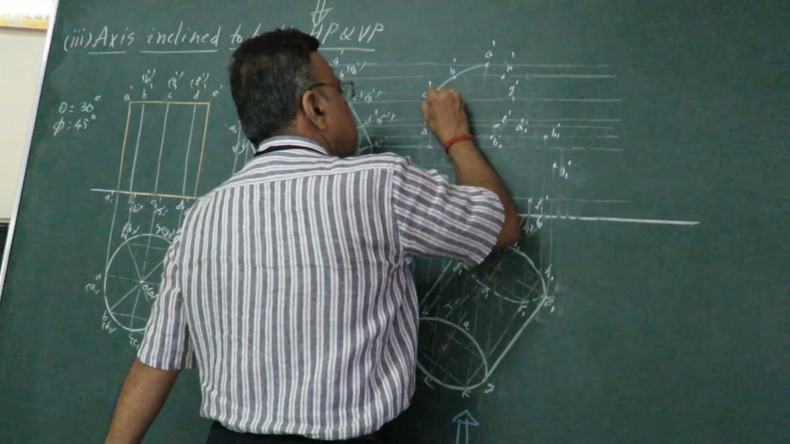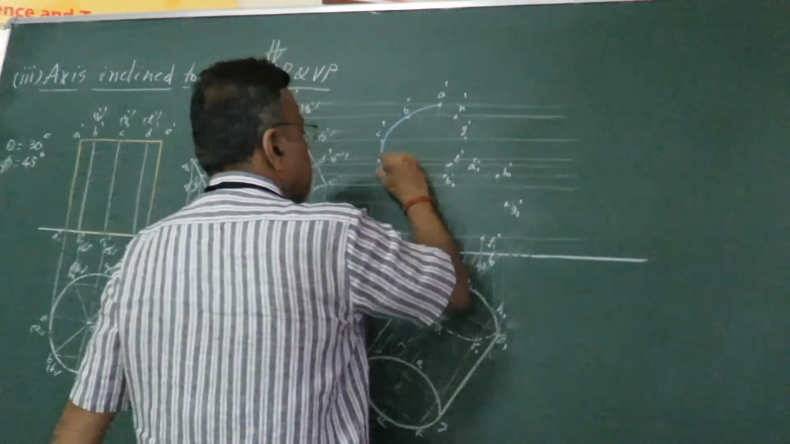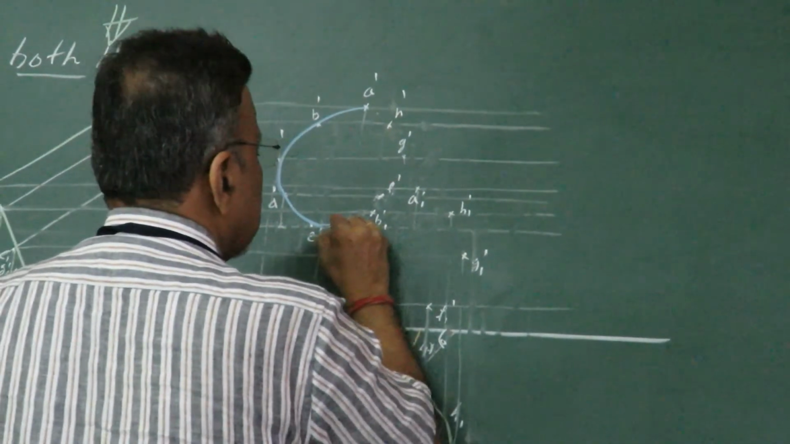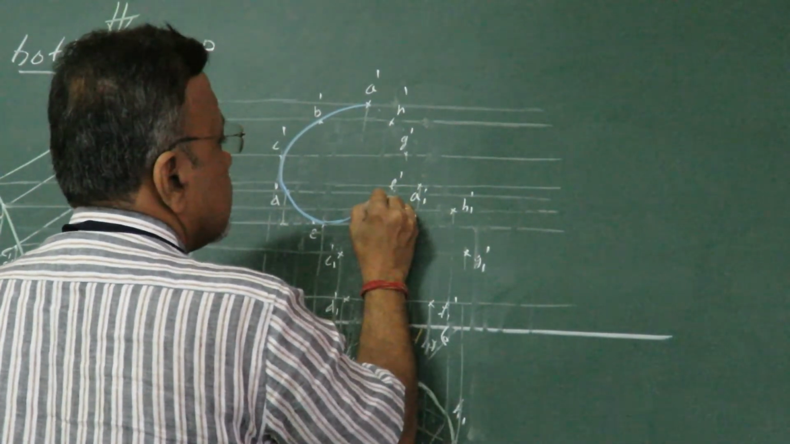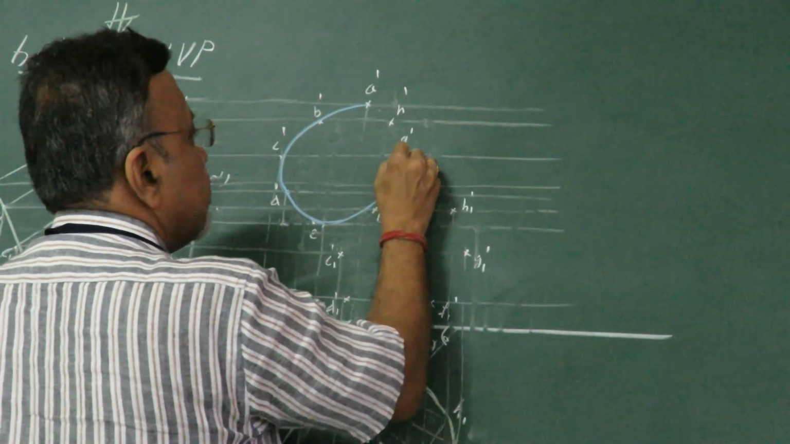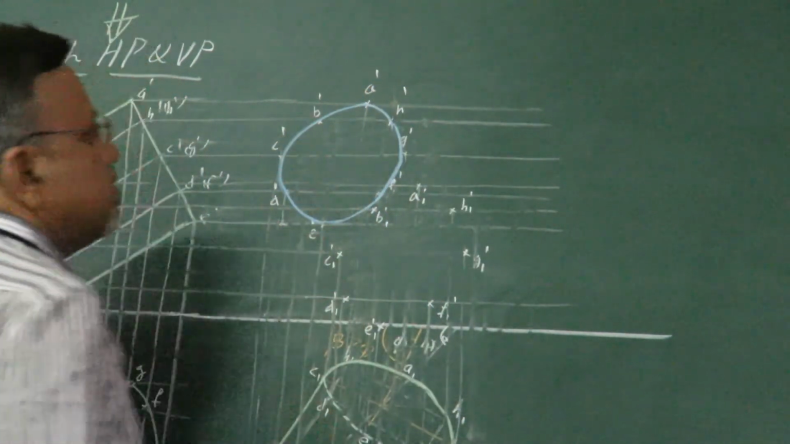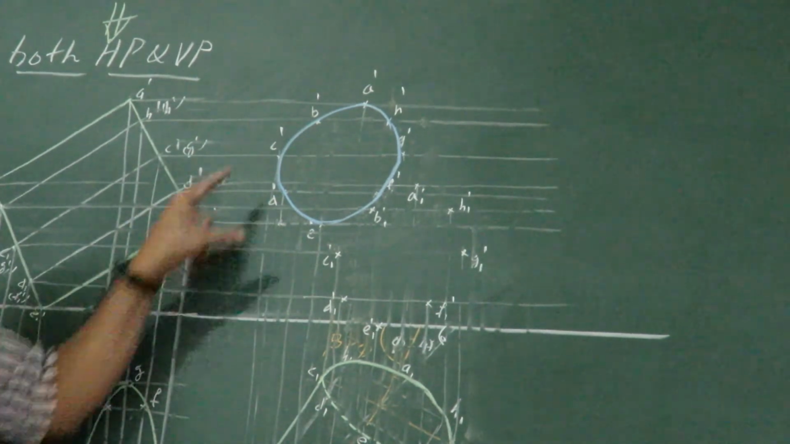So we'll just complete this. A to B, B to C, C to D, D to E, E to F, F to G, G to H, and G back to H, H back to E. Is it okay?